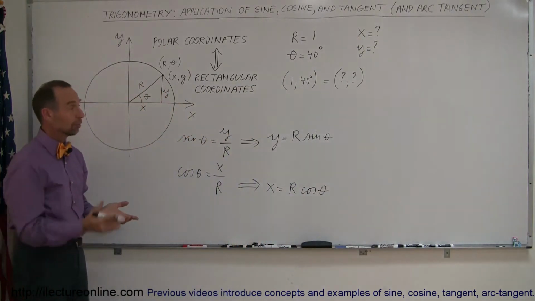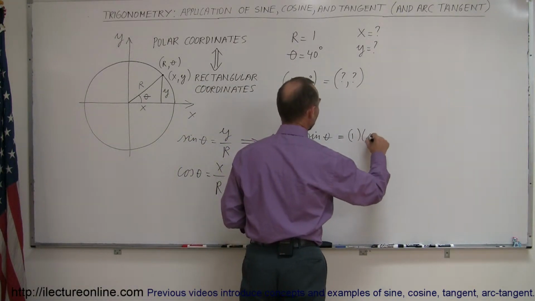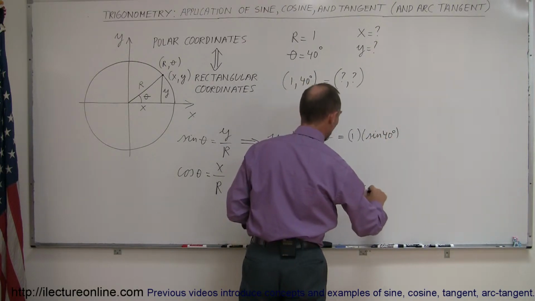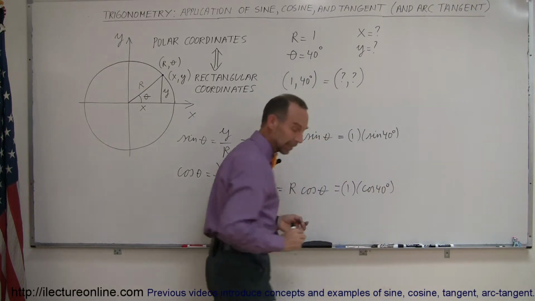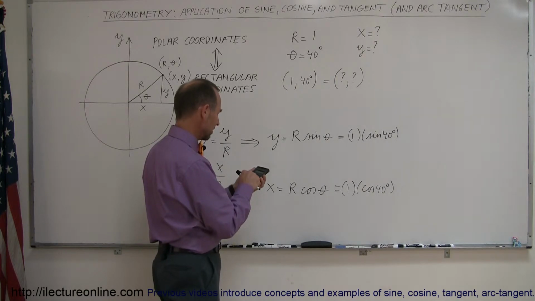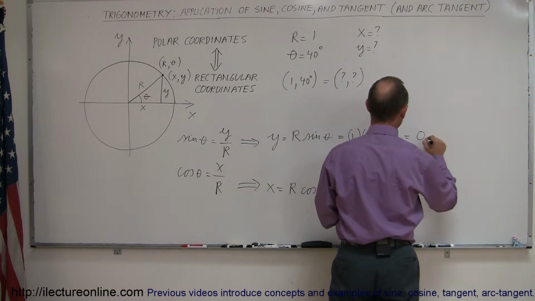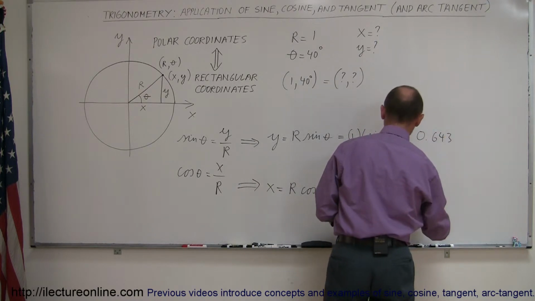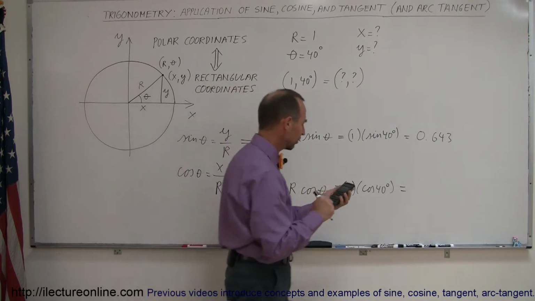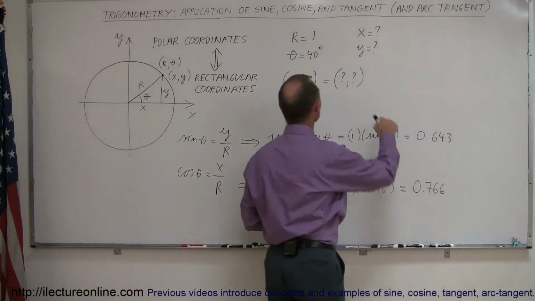All right, and now all we have to do is plug in what those are. In this case, r was 1. And we multiply that times the sine of 40 degrees. And here, this is 1 times the cosine of 40 degrees. Now, we need a calculator for that. So 40, take the sine. That would be 0.643. And then here, when we take the cosine of 40, cosine is 0.766. And then we can take those values and plug them in here.